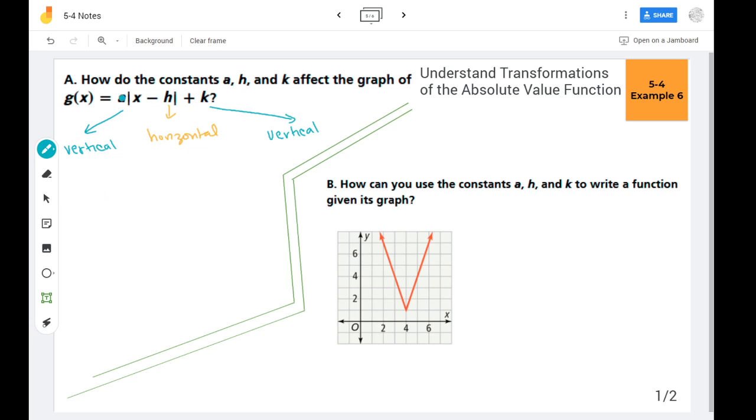So with our A value, which is the number multiplying the grouping symbol, if you have a negative A, you're going to have a reflection. If the value for A is bigger than 1, you're going to stretch the graph. And if the value for A is less than 1, you're going to compress it.